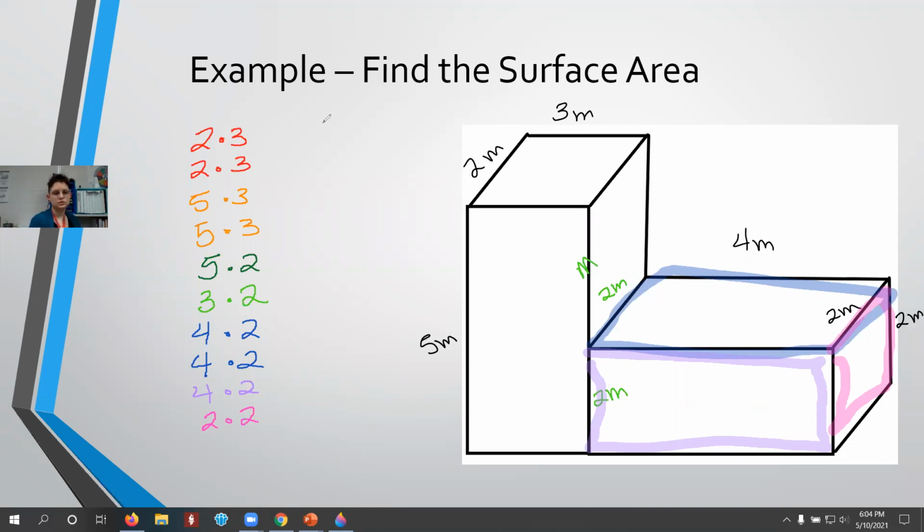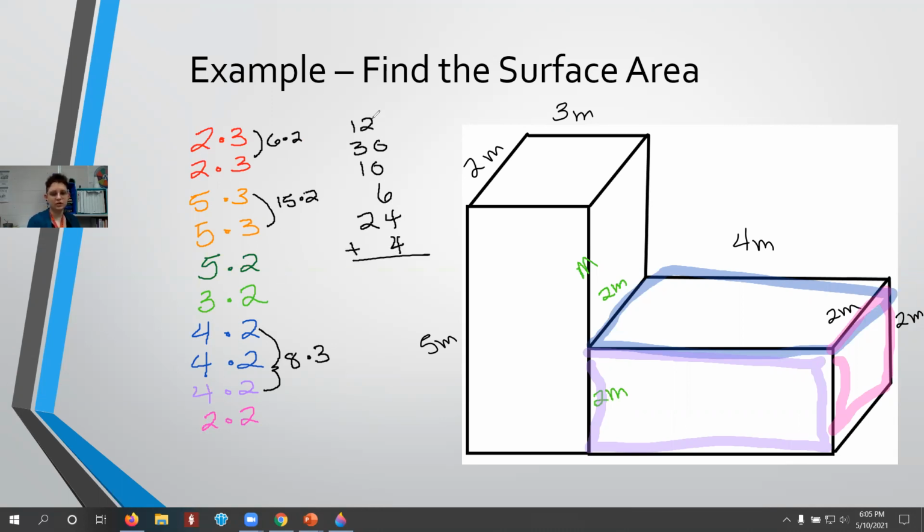So we have 2 times 3 is 6. I have 2 of them, so 6 times 2 is 12. 5 times 3 is 15. Again, I have 2. 15 times 2 is 30. 5 times 2 is 10. 3 times 2 is 6. I have 3 of the 4 times 2s. So 4 times 2 is 8, times 3 gives us 24. And 2 times 2 is 4.